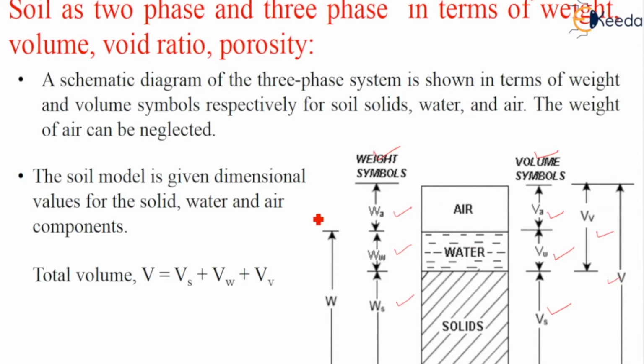Here W is denoted by the weight. Total volume is represented by Vs plus Vw plus Va. So V is equal to Vs plus Vw plus Va.